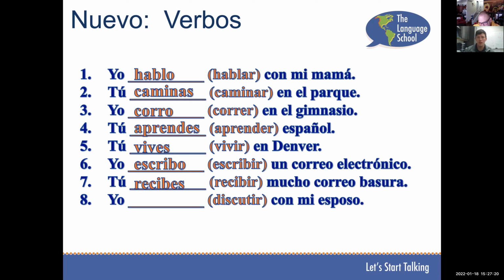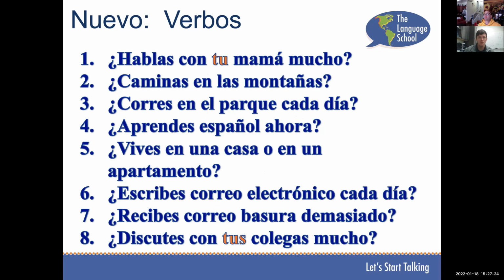Yo discuto con mi esposo. Muy bien. ¿Hablas con tu mamá mucho? Sí, hablo mucho. ¿Caminas en las montañas? Sí, camino en las montañas. ¿Corres en el parque cada día? No, no corro.